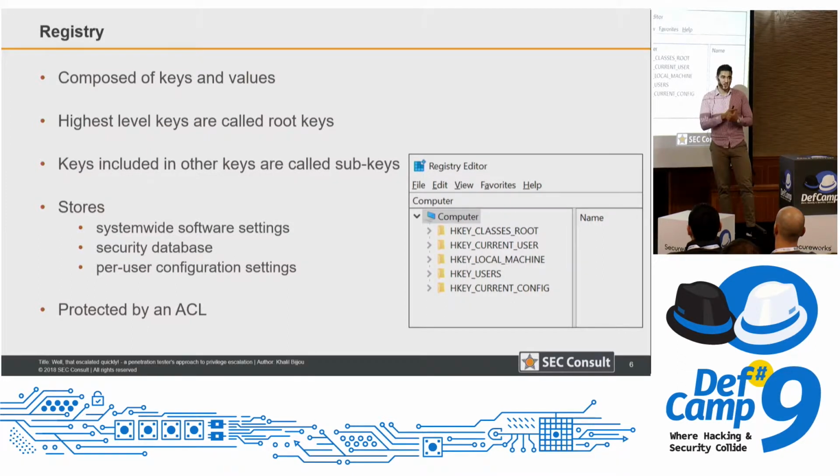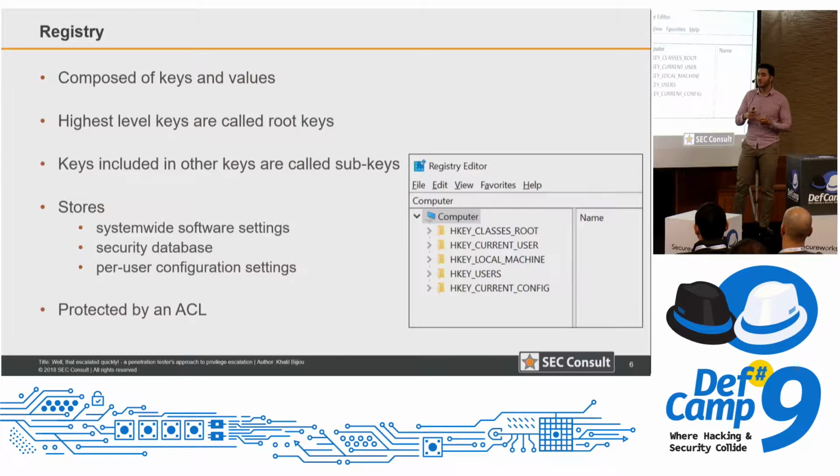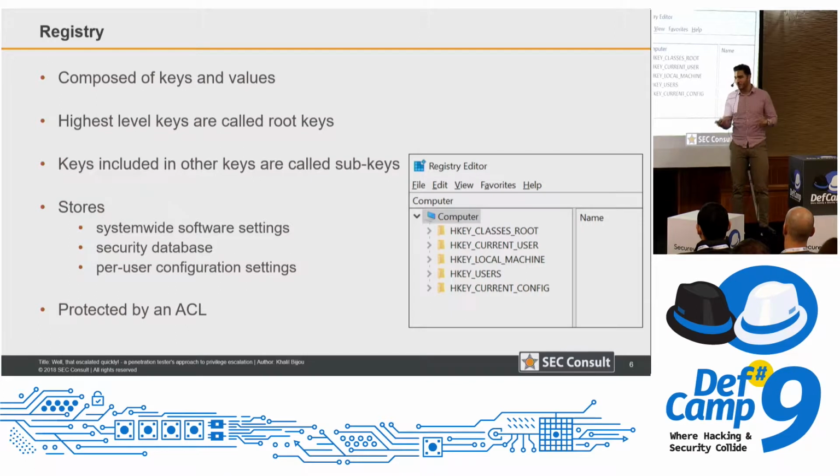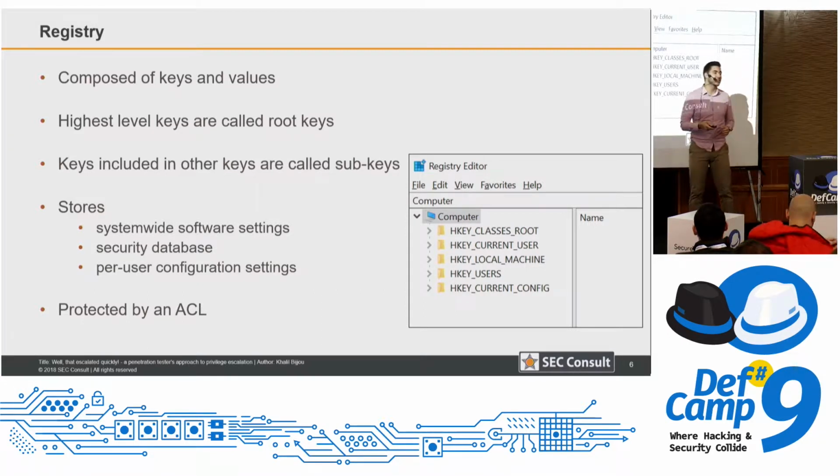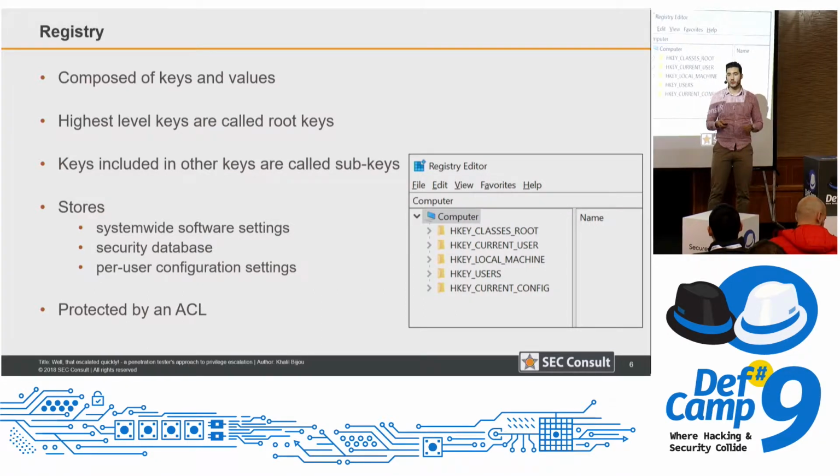What does the registry store? Amongst other things, it stores system-wide software settings. It contains the security database. So all the user passwords are stored in the registry. Not everyone can access it. You can only access it with system privileges, but this is where it is stored. And also it contains per user configuration settings. So if you have more than one user, or even if you have only one user, the settings that are specific to this user are also stored in the registry. The registry itself is protected by an access control list. So for every key, you can have a different ACL.